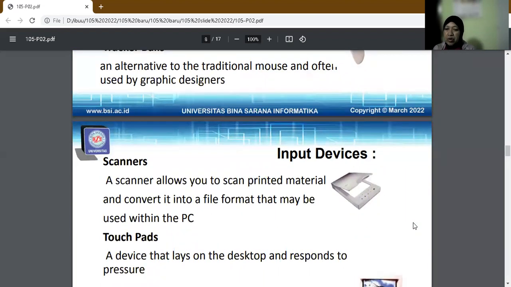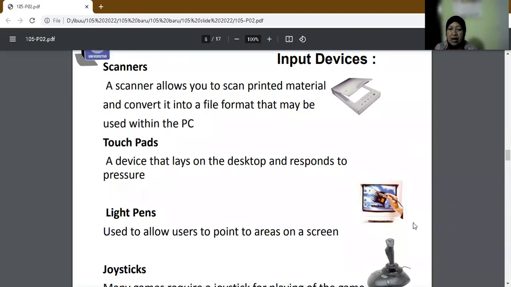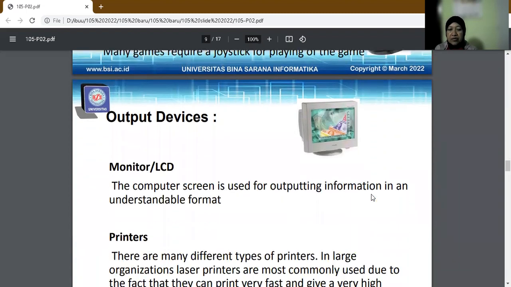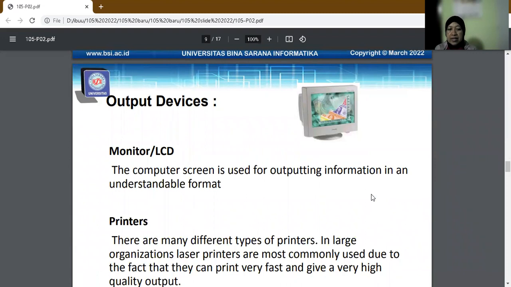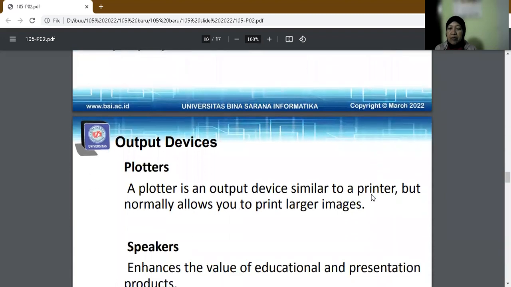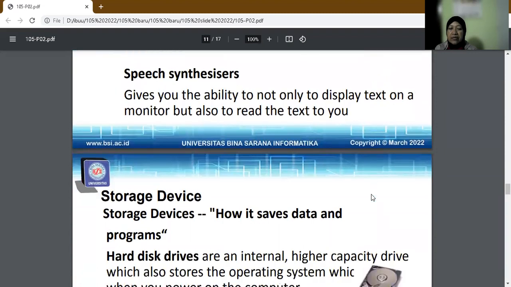So if we want to scan something, we must need the scanner. And then the touchpad. If you use the computer, you can need a touchpad. This is the alternative. And then light pen, and then joystick. If we want to play games, we can use the joystick. And then output devices, for example monitor, LCD, printer, or others, and then speaker, speech synthesis and storage devices.